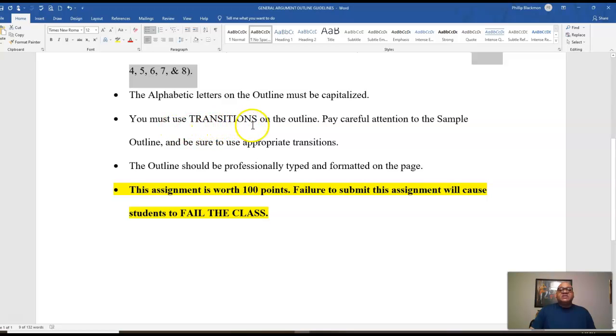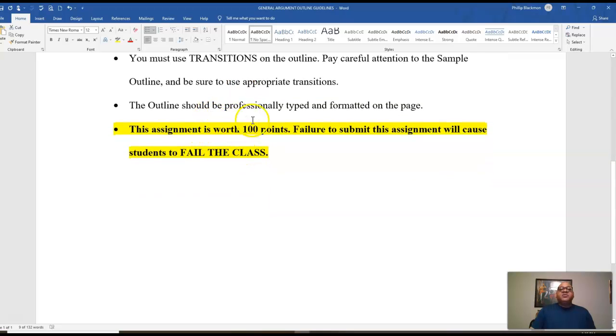Take note of the transitions on the outline. Pay careful attention to the sample outline we're about to go over. Look at where I have transitions. Make sure that you use transitions. The outline should be professionally typed and formatted on the page. We're going to talk about that in just a second.